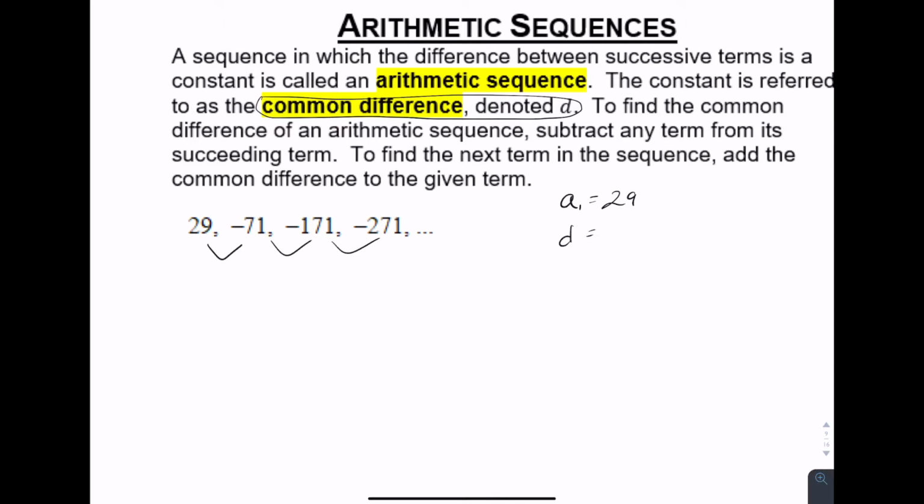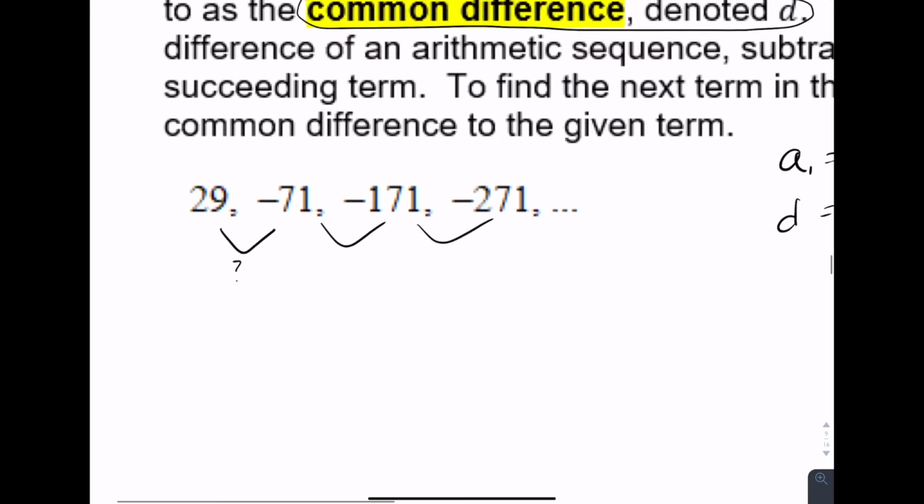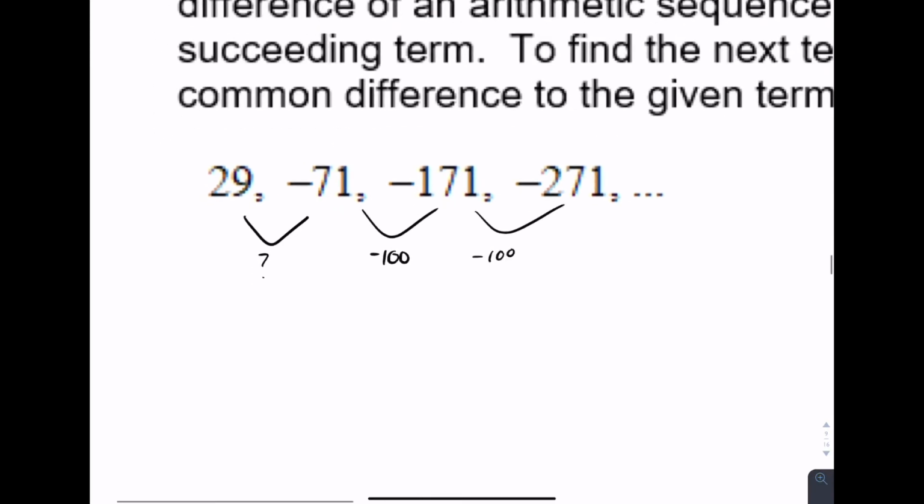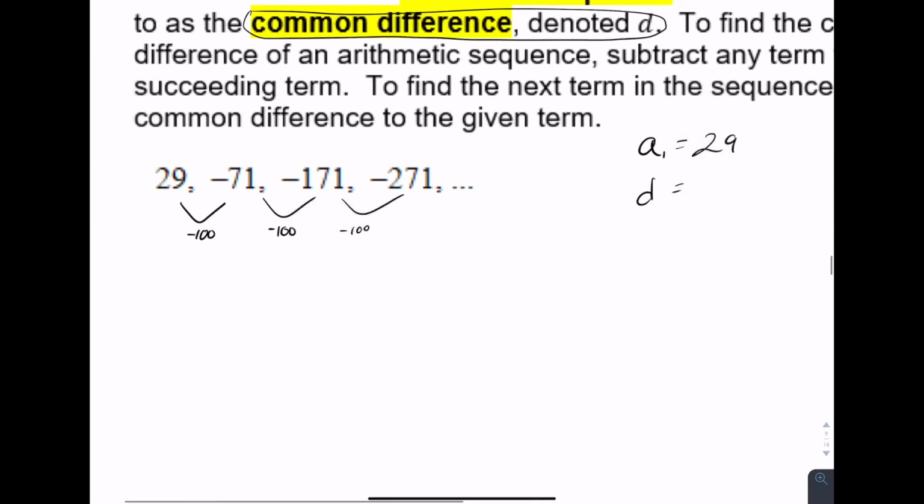Now, I don't know this one. This is pretty hard. But what about the difference from negative 71 to negative 171? Well, that's easy. You're subtracting 100. Then you subtract 100 again. And so it has to be common. It happens over and over and over. So that tells me that this has to be negative 100. So that tells me that D stands for negative 100.